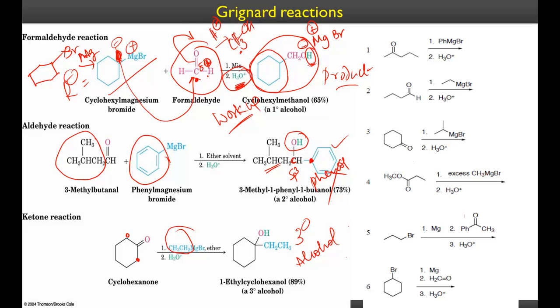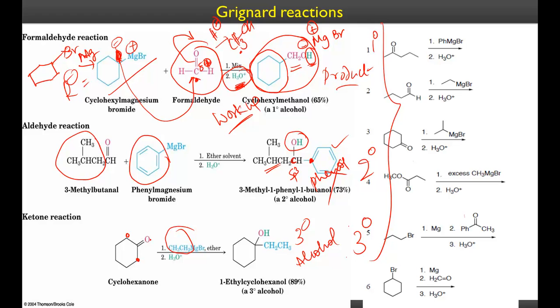If you have formaldehyde, you get primary alcohols. That's the only aldehyde that can give primary alcohols. The rest of the aldehydes give you secondary alcohols. Ketones give you tertiary alcohols. So I can make all sorts of alcohols if I have Grignard reagents that I want to attach.